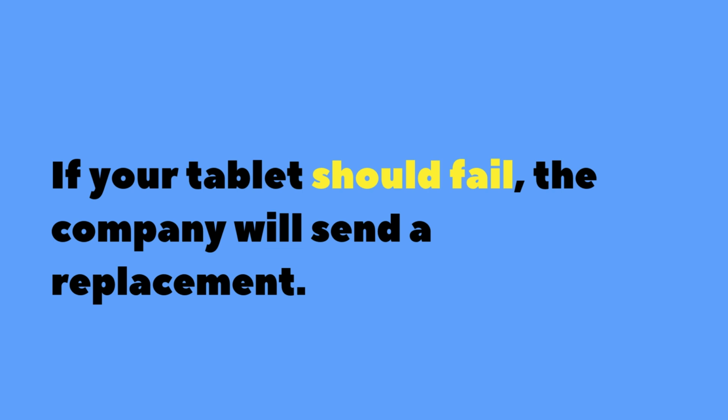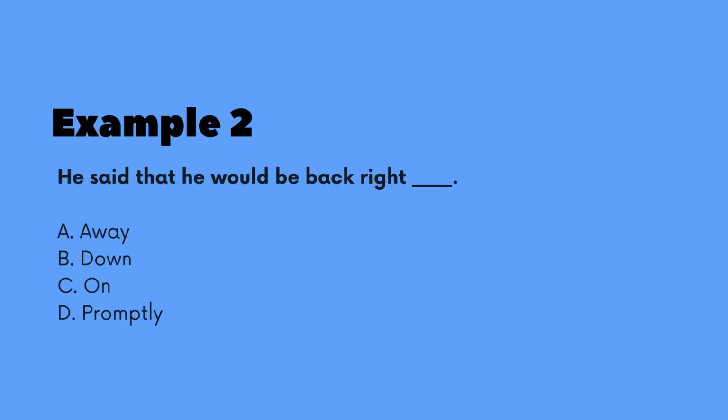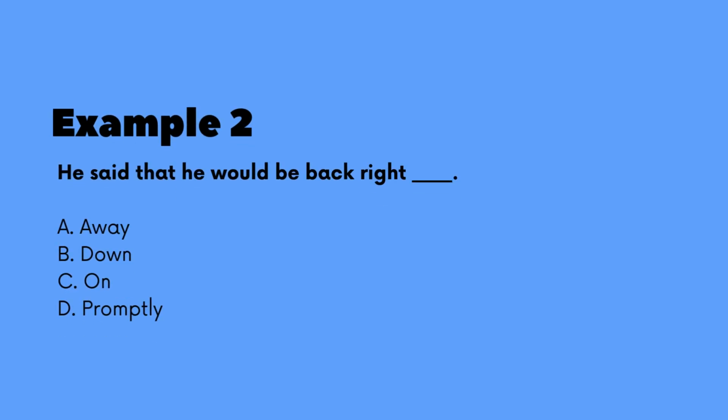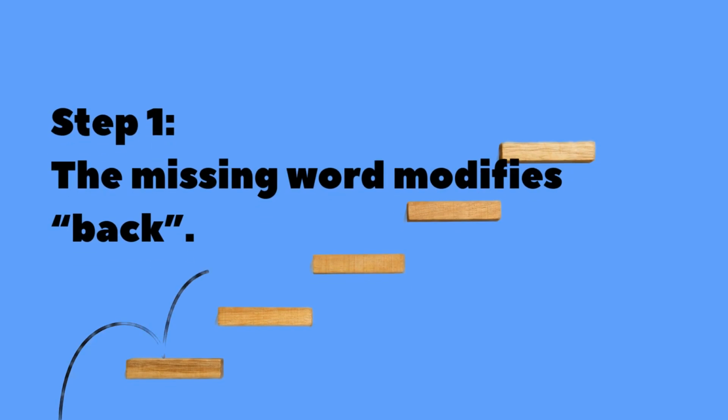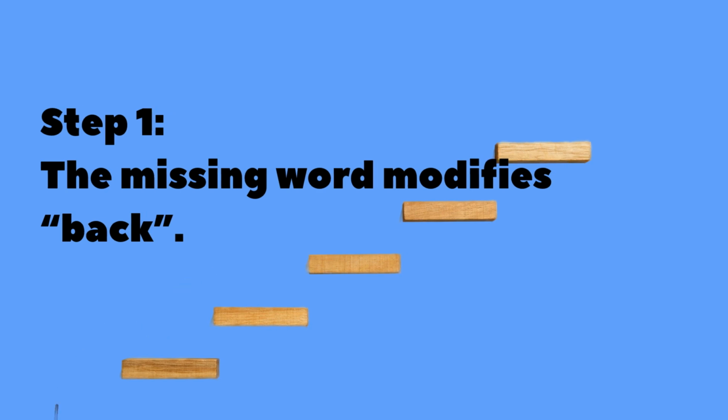So let's go to another example. The second example said: he said that he would be back right dash. He said that he would be back right dash. So step 1, the missing word in this case modifies "back." So it should be an adverb. So he said that he will be back right what? So it should be an adverb modifying the word "back."